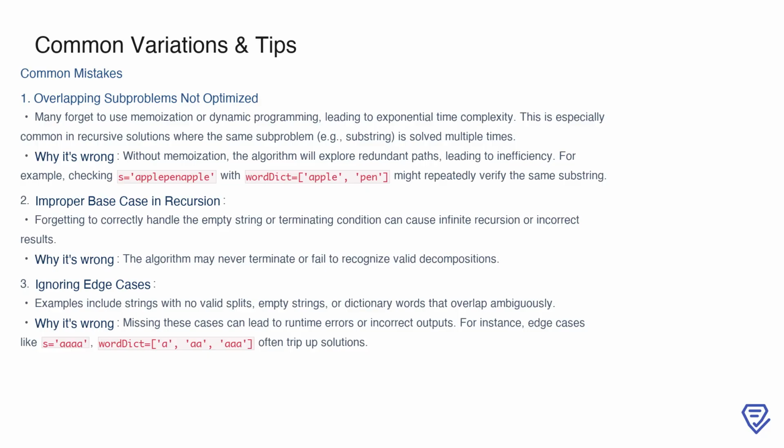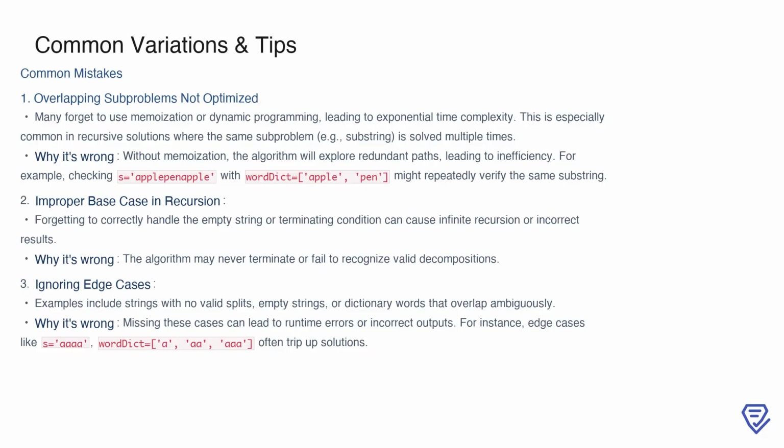For instance, if you're checking the string "applepenapple" with the dictionary ["apple", "pen"], you might end up verifying the same substrings multiple times, which is highly inefficient. Next, improper base cases in recursion are another frequent issue. If the empty string or termination condition isn't handled correctly, you can run into infinite recursion or incorrect results. For example, the algorithm might fail to terminate even when no valid splits remain.